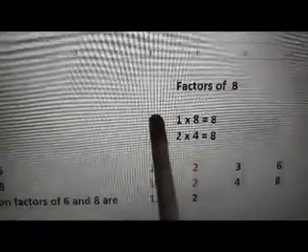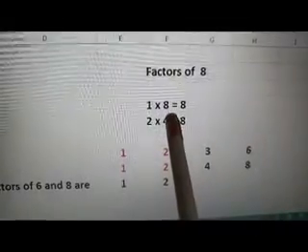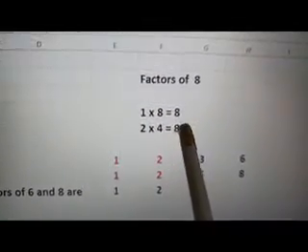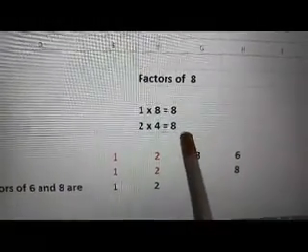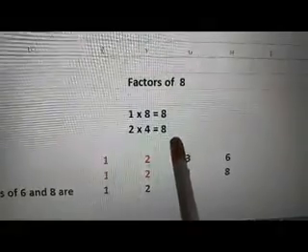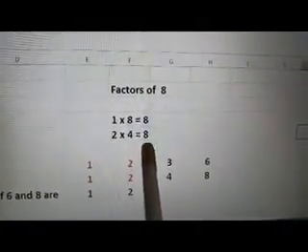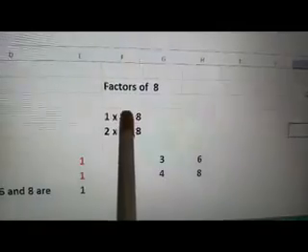Now factors of 8. Again 1 is the smallest factor and the number itself is the greatest factor. So 1 and 8 will be the factors here. Again 8 is an even number, so 2 will be a factor. 2 times 4 is 8. So we end the list here, because 3 times 3 is 9, it will be greater than this. So the factors of 8 are 1, 2, 4 and 8.